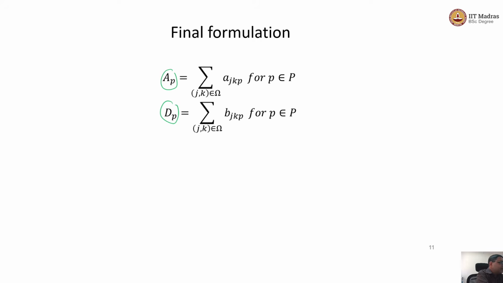Now AP is the summation over all the attributes. So you will get A1 and A2, which is the summation over all the pairs. Similarly, you will get D1 and D2, which is the summation of all the BJs, keeping the notation the same. These are all the notations that were used in the problem formulation originally in that article.